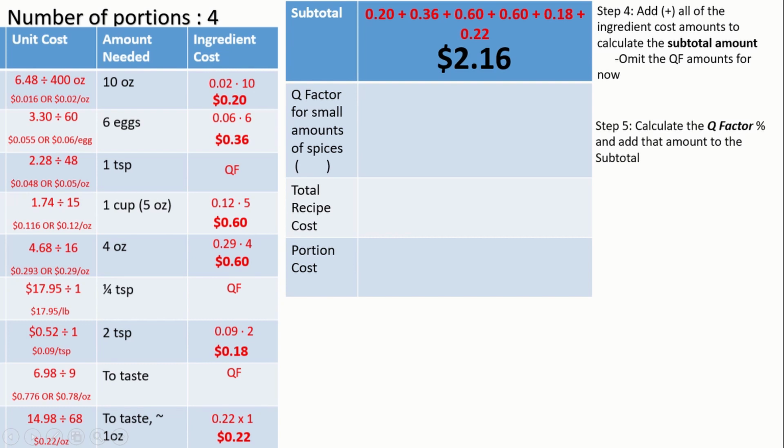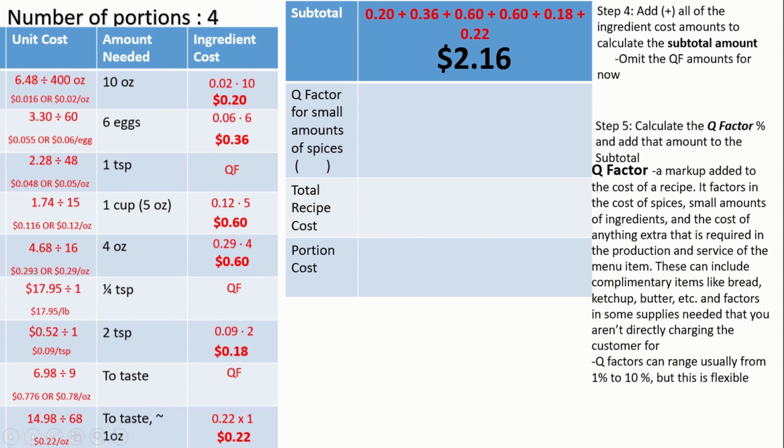Now we get to our Q factor, step 5. Q factor is basically a markup you need to put on your recipe for small amounts of ingredients, spices, any extra items that you put on the plate, whether it be garnish, or any complimentary items that you give out that you don't really charge a customer for, like bread and butter on the table, or ketchup, or mustard, or just some basic supplies such as plastic wrap, gloves, things that you need to pay for in the preparation and service of a food item, but you don't really charge the customer directly for. You still need to factor that in for your costs, but it's not a direct cost in your recipe.